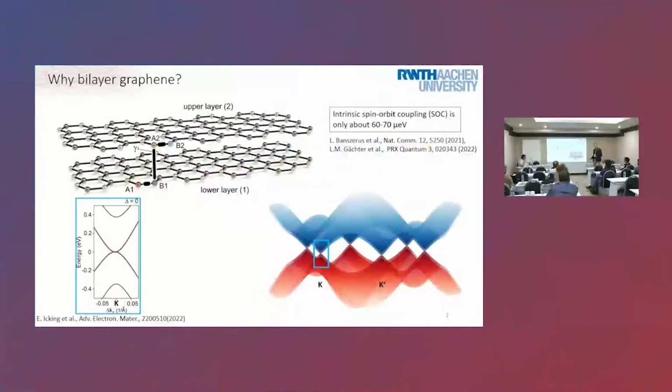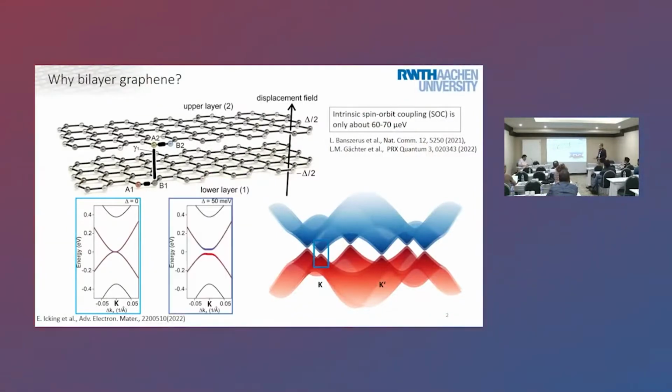Perfect. Thank you. But if you apply in such a structure a perpendicular displacement field, you break the symmetry between the lower and the upper layer, and you can open up a band gap. The size of the band gap can be tuned up to a few hundred millielectron volts by the strength of the applied displacement field. Now, what's even more important here is that at small momentum around K and K prime, these bands live on different layers. Here in this configuration, the valence band in red is hosted by the A1 atomic orbitals of the lower layer, while the conduction band in blue is hosted by the B2 atomic orbitals of the upper layer.